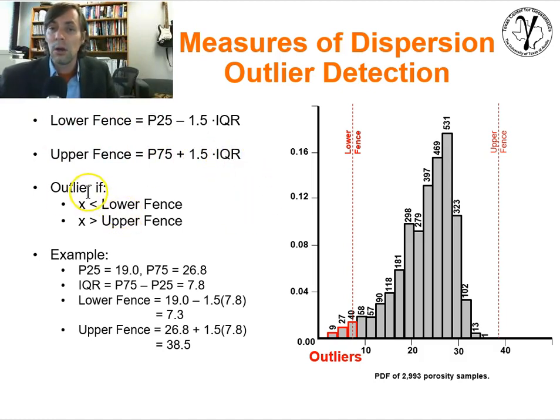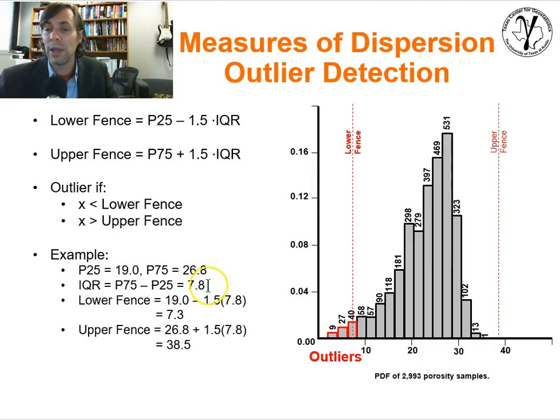And so it's an outlier if we're below the lower fence or if a value is greater than the upper fence. And so here's an example right here. We have our data set, the same data set we've been using for a while now. So we already calculated it. We already have the P25 and the P75.